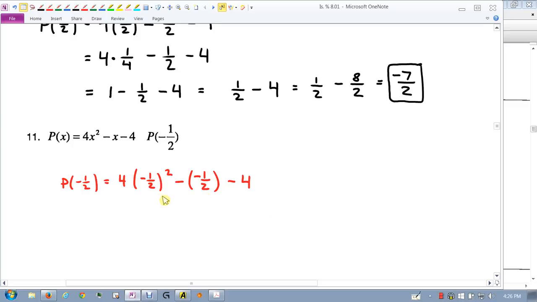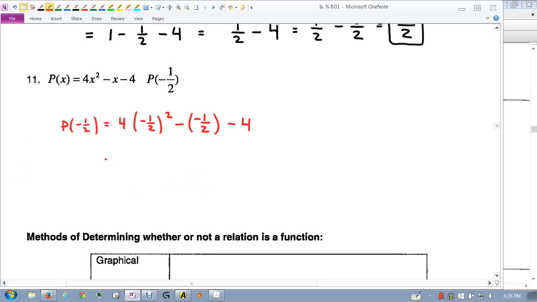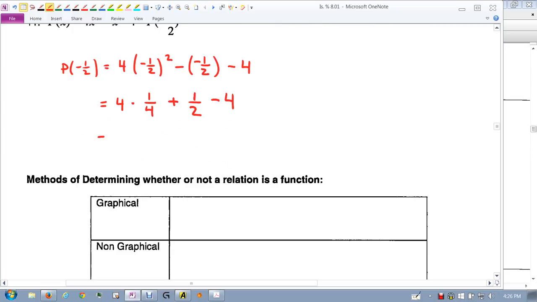So there's a slight difference between this one and the one before. When I square this, what's negative 1/2 squared? It's still positive 1/4. So that's going to become 4 times positive 1/4, but this one's going to change, isn't it? Minus minus is plus, and then minus 4. Order of operations, 4 times 1/4 comes next, so that's 1 plus 1/2 minus 4.